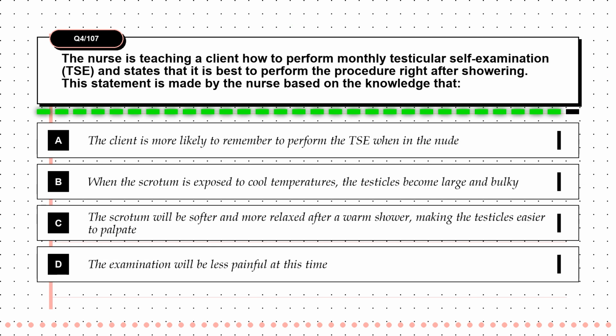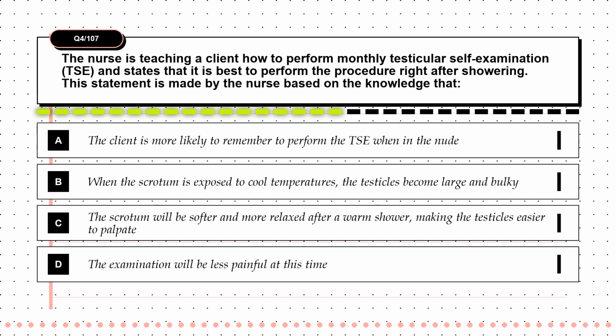Question 4. The nurse is teaching a client how to perform monthly testicular self-examination (TSE) and states that it is best to perform the procedure right after showering. This statement is made by the nurse based on the knowledge that, here are the options.